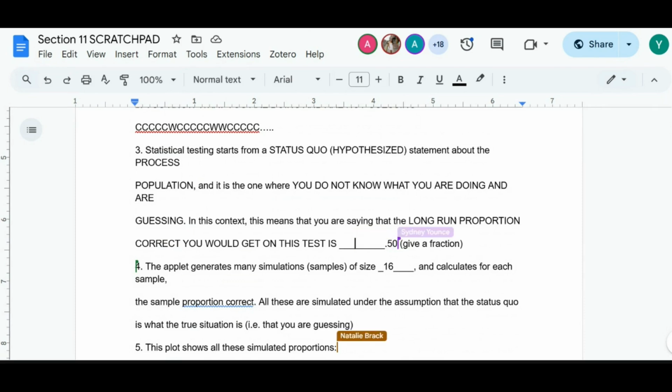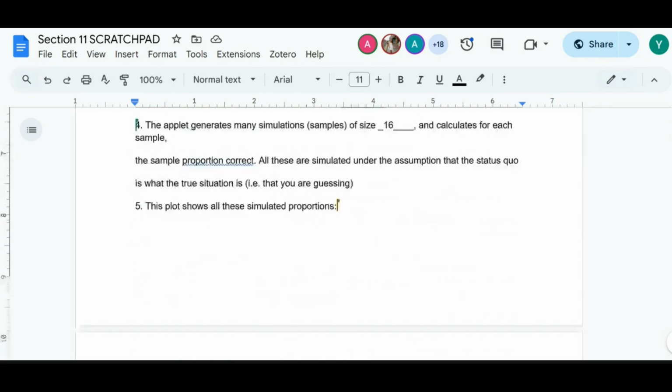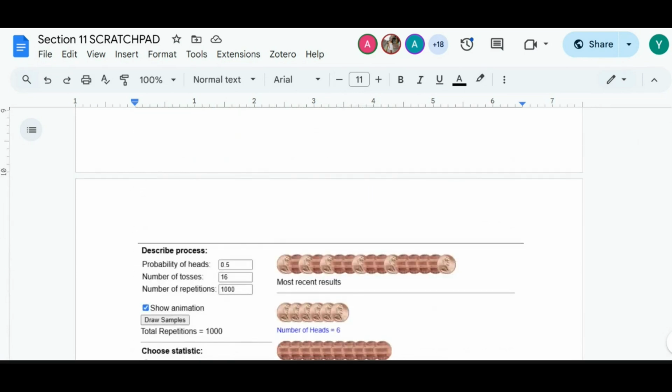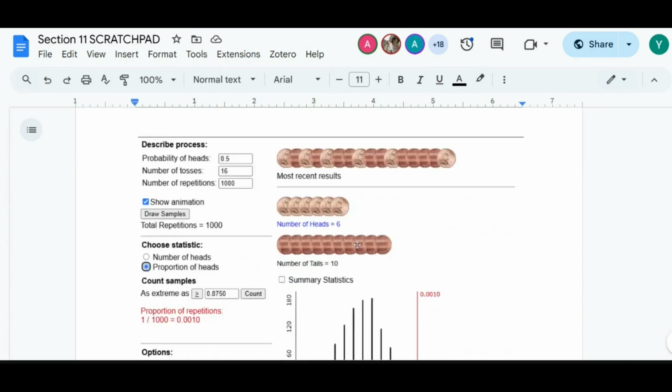Great. Good. This applet generates many samples of size 16. Why? Because I told you there's 16 questions on the test. They're trying to replicate that. Good. So we also have a very good sample of what you should have done. Probability of guess is 0.5 because this is the true-false test, 16 because there are 16 questions, 1000 because we like that number for repetition. All right, 1000. Here's your picture, and everything is correctly done.